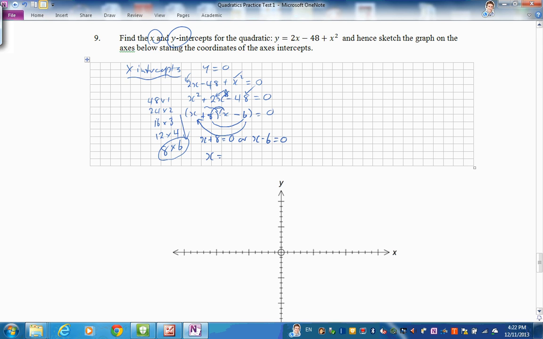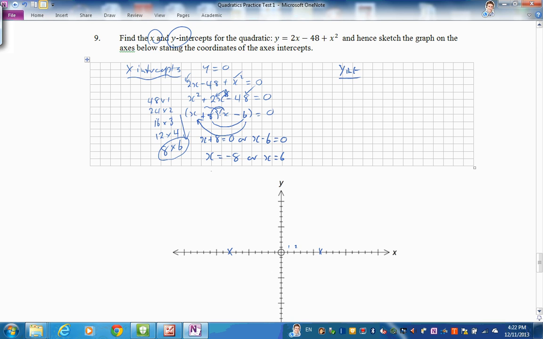So x equals negative 8, or x equals positive 6. Let's mark those now. Here's positive 6, and negative 8 down there. We'll use the scale of just 1, 2, 3 along there. Let's go up here and do the y-intercept.